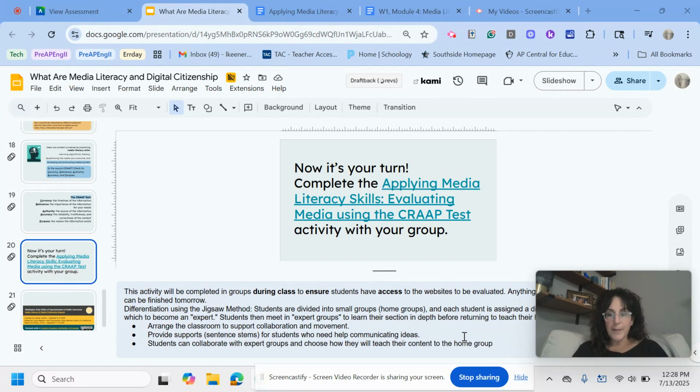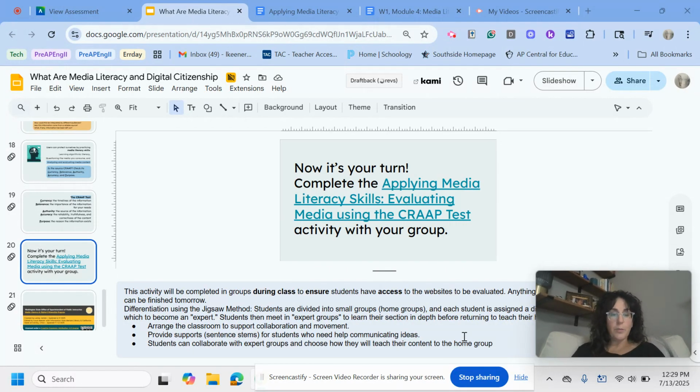And then a method that I like to use with activities like this is the jigsaw method, which I'm sure you're very familiar with. Just a quick review is that students are divided into small groups, which will be their home groups, and then each student will be assigned a division of the content in which they will become an expert. Then they'll leave their home groups to their expert groups, which I'll show you in just a minute, to learn about their assigned content more in depth.